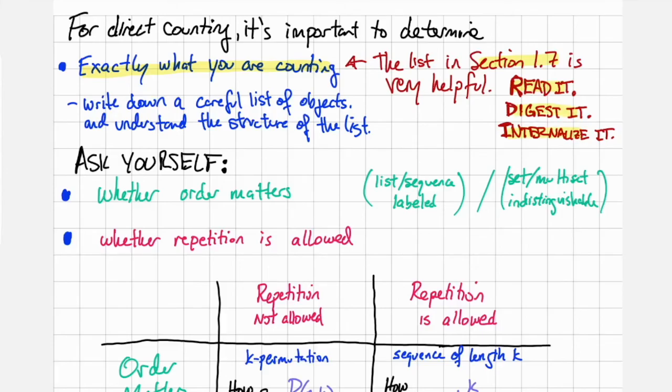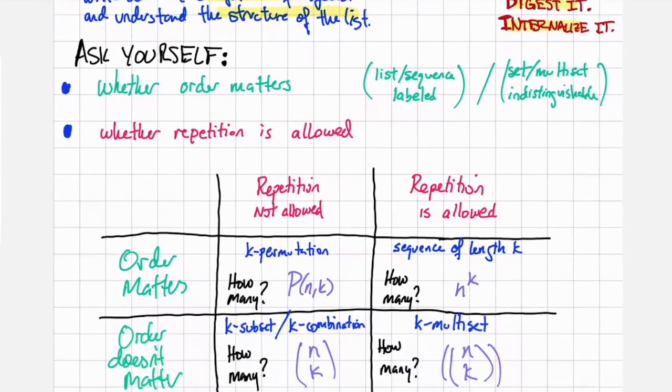A couple of points I want to reinforce. To figure out exactly what you're counting, you should write down a careful list of the objects so that you can understand the structure of the list. You should be asking yourself, does order matter? Are you dealing with a list or a sequence? Are your objects labeled? Are you dealing with a set or a multi-set? Are your objects indistinguishable one from the other? And is repetition allowed in the set of objects?